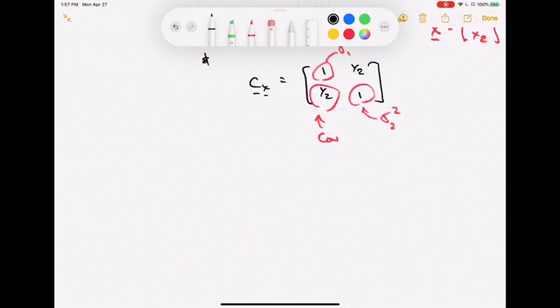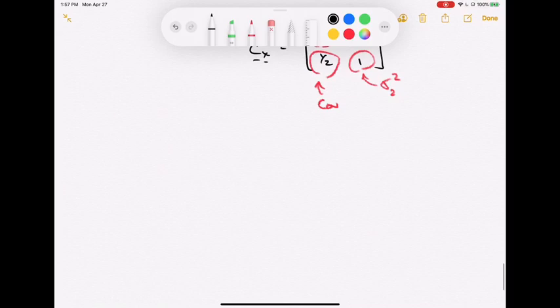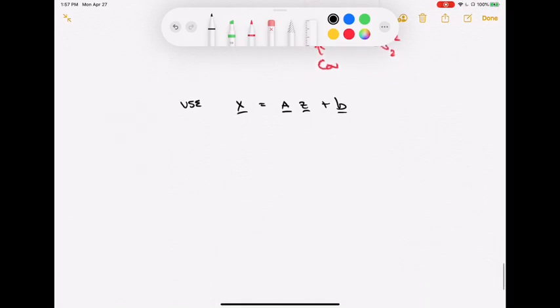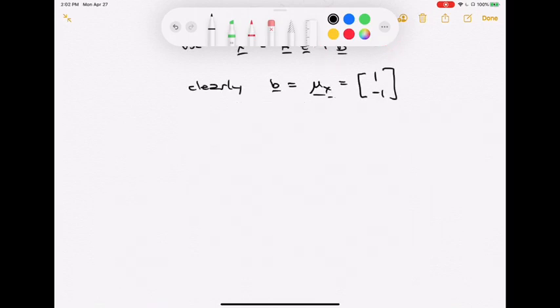Okay, so how are we going to end up doing this? I would like to generate, so we will use the transform. We can get these observations x as being equal to A z plus b, the linear transformation on these. Clearly, we know what the b is. Clearly, b is just going to be equal to our mean vector mu x, which is 1 and minus 1. Next, we're going to try to find the matrix A so that we can do the transformation.